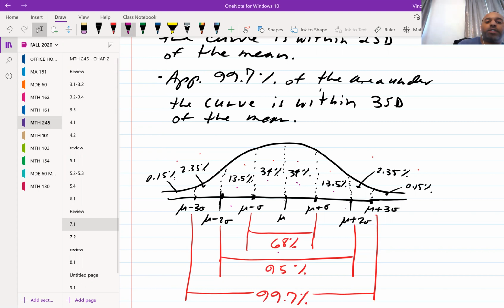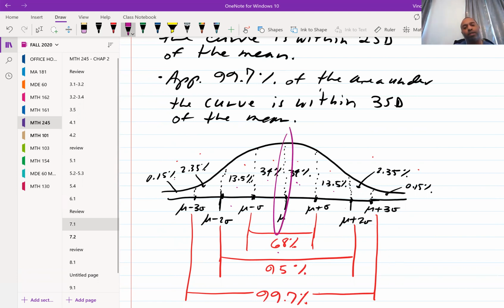So these percentages, according to the empirical rule, will not change. They are fixed. They will always be the same. But the numbers down here will change according to the data values that we have, and you'll see what I mean in a second. But that's the diagram. Once again, those percentages are fixed. The mean is in the middle.